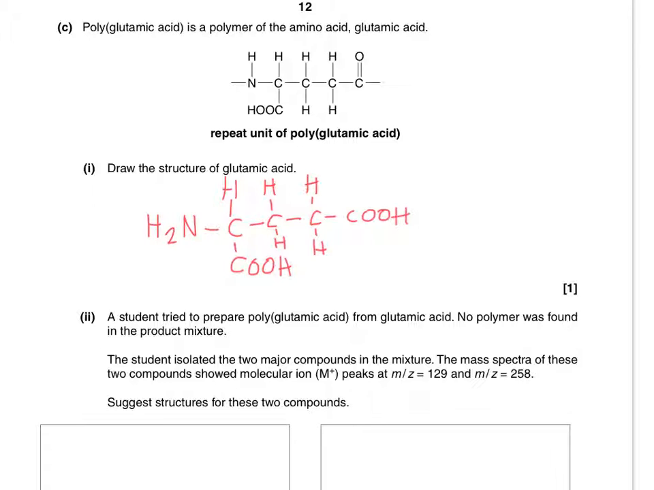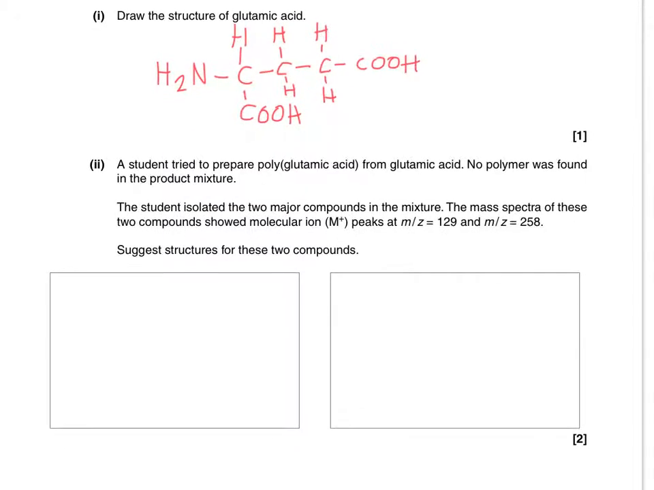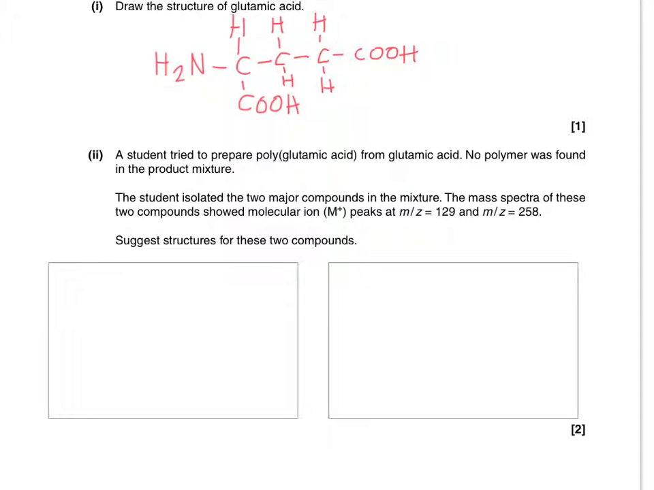So like I've just mentioned, that part of the question is fairly straightforward. And the next part of the question is where it gets a little trickier. So I'm going to bring the page down a bit. I'm going to leave the structure of glutamic acid there because you need to have it to understand what we're going to do next. And the really key part of this question is the fact that no polymer was found in the product mixture.